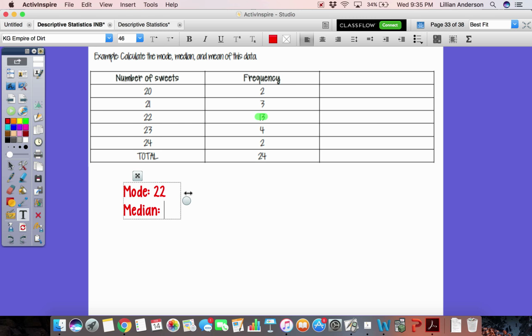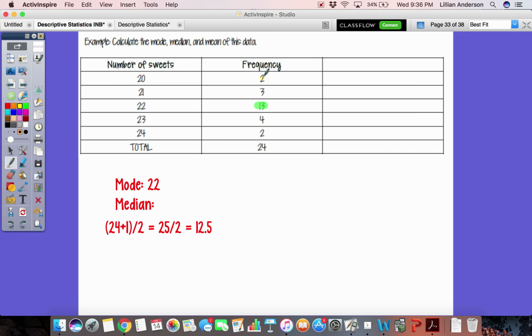Now the median is the middle entry. Now we got 24 packets here, and the trick I told you to use was do 24 plus 1 and then divide that by 2. Well, 24 plus 1 is 25, so 25 divided by 2 is basically 12.5. What we're doing is we're looking for the 12.5th entry in this data. Well, if we go through this, here are your first 2, and then you have 3 more. 2 plus 3 is 5.